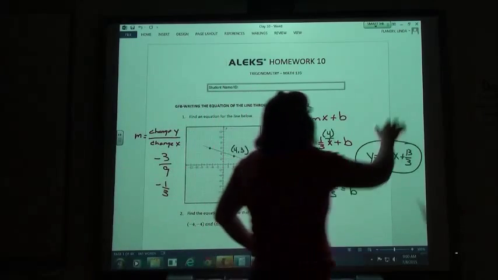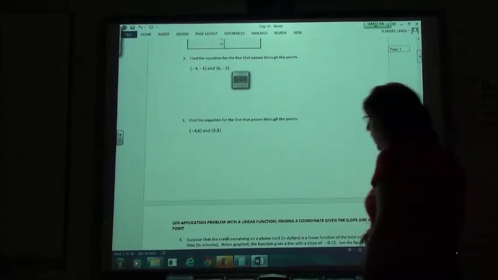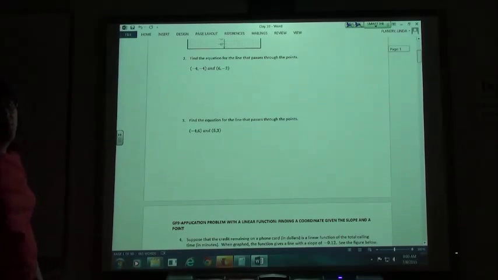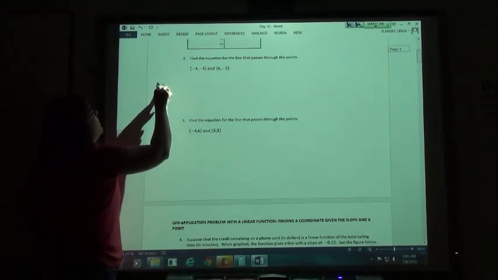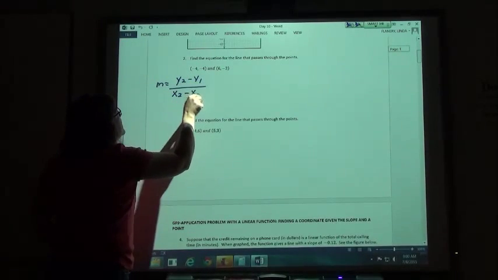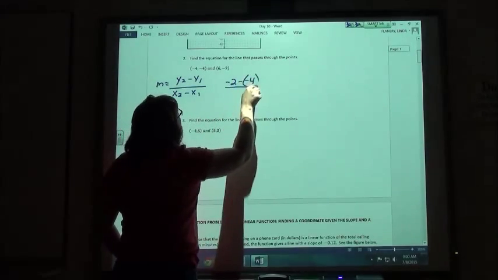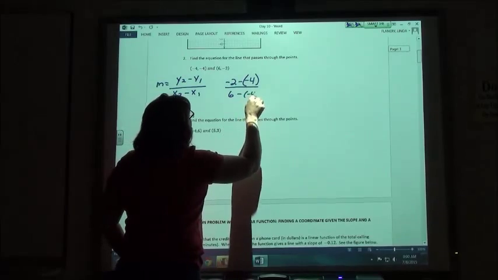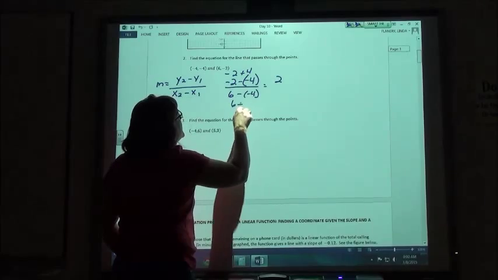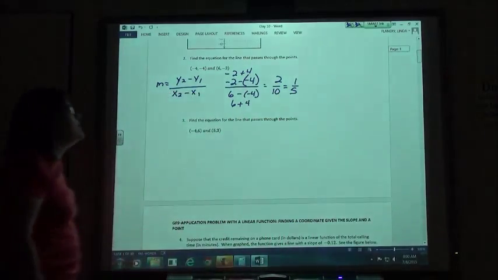The second one, we don't have the graph. On the second one, we just have the points. So if they just list the points and they don't give you the graph, you have to find the slope by using our formula for slope. Change in y over change in x. So, -2 minus a -4, 6 minus a -4, so -2 plus 4 would give me 2, 6 plus 4 would give me 10, 1/5 is going to be my slope.